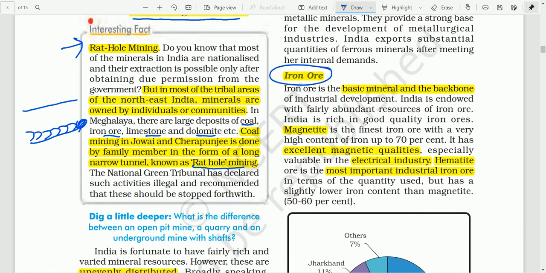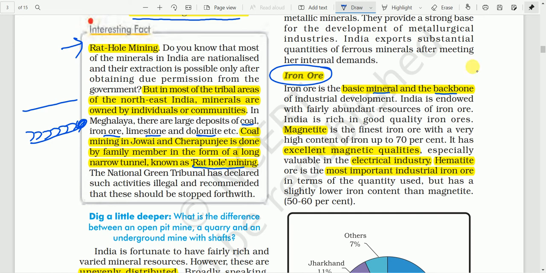Now we have the distribution of iron ore. Iron ore is the basic mineral and the backbone of industrial development. Industries of any kind need iron and steel for the construction of the factory, then for manufacturing the machines used in those industries. So iron and steel is the base mineral, and this is the backbone of the industrial development of any country. India is endowed with fairly abundant resources of iron ore, and India is rich in good quality ores.